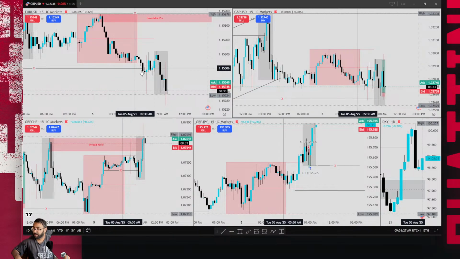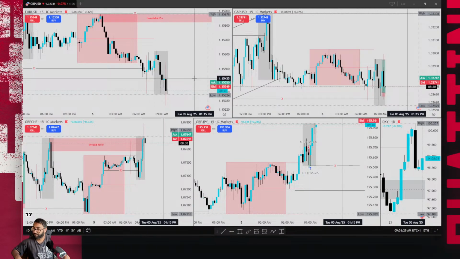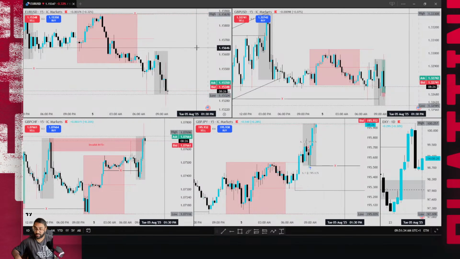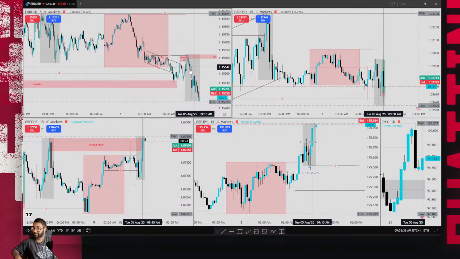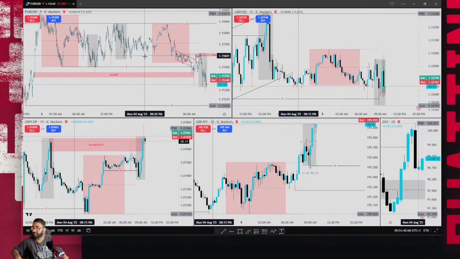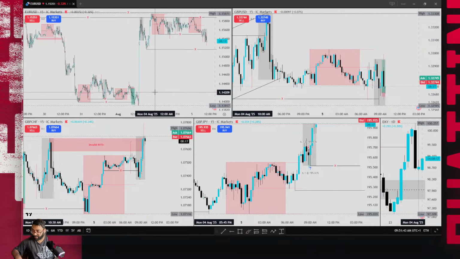So yeah. I'm gonna delete that because I don't think price is gonna come back there. Yeah, that's the invalid zone there. Let's go on M15.